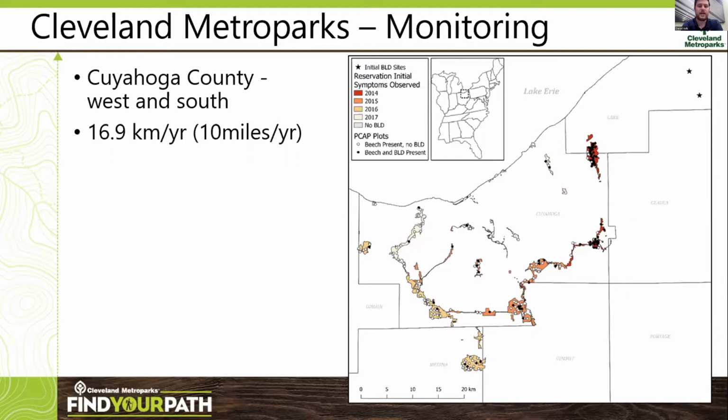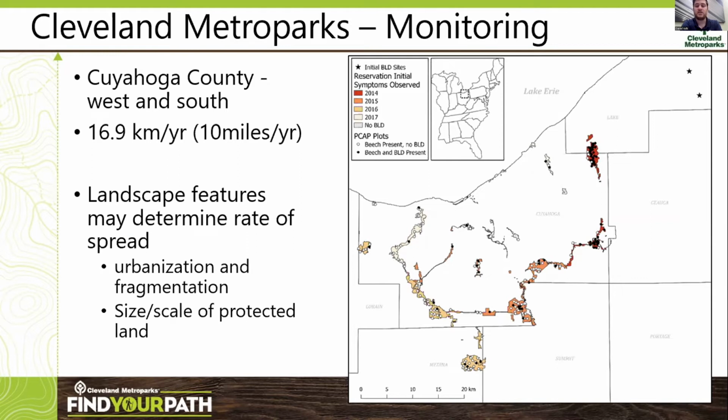So looking at spread across our county, in the northeast there, again in Lake County, those stars show the initial detection sites of beech leaf disease in 2012, and they got to our easternmost reservations in 2014. They're in that dark orange color, and beech leaf disease spread both west and south across our county over just a couple year period. And so we found that rate to be about 10 miles per year. But again, this is on a very local scale where the landscape features may have a really big impact on determining the rate of spread.